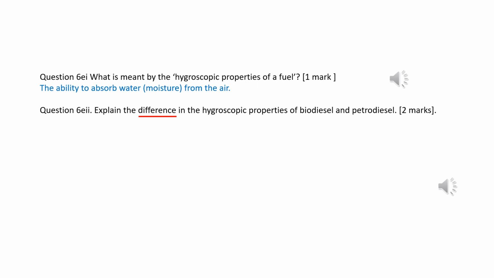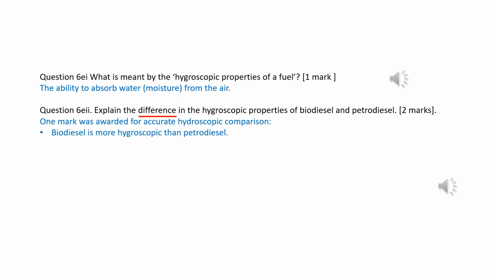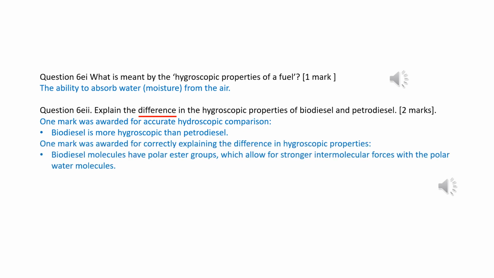Biodiesel is more hygroscopic than petrodiesel. Another mark was awarded for correctly explaining the difference in hygroscopic properties. Biodiesel molecules have polar ester groups, which allow for stronger intermolecular forces with the polar water molecules. Biodiesel is manufactured from renewable, recently living materials by transesterification.